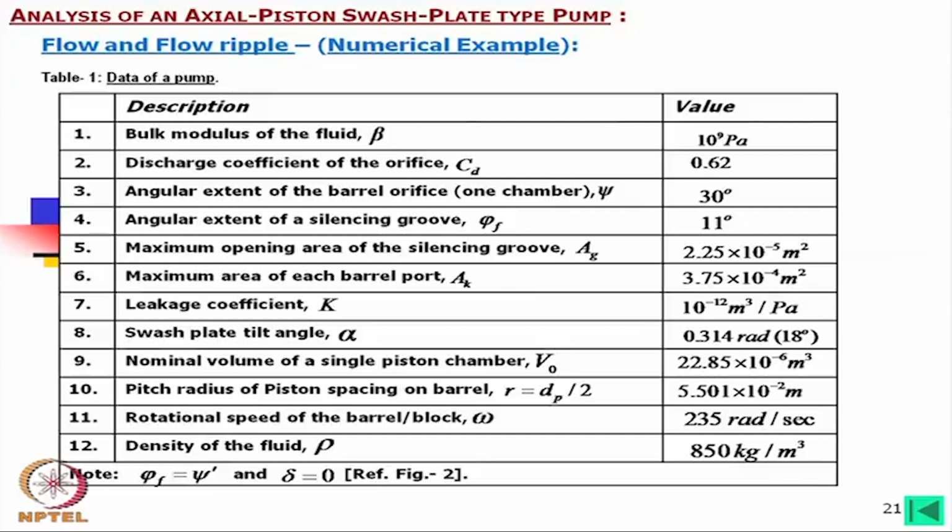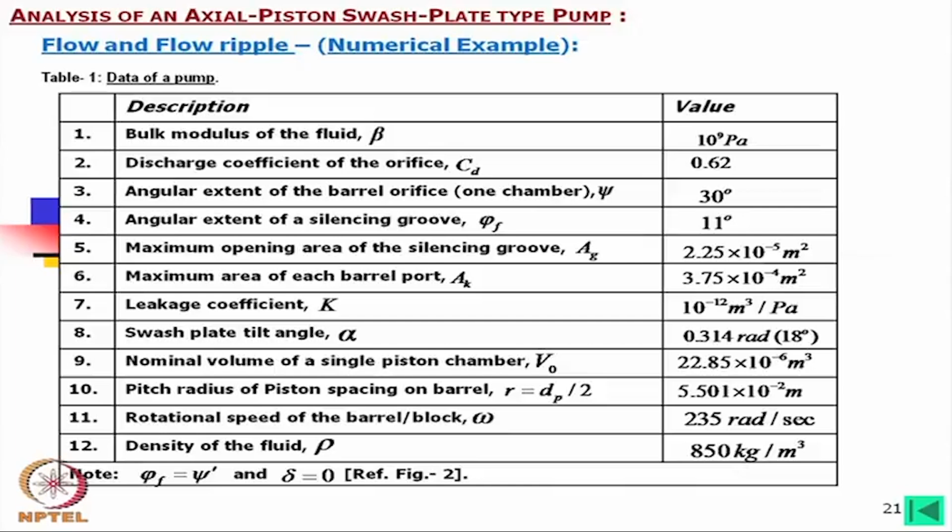Angular extent of silencing groove is 11 degree, that is the pyramid type, we have taken 11 degree. Maximum opening area of the silencing groove AG is 2.25 into 10 to the power minus 5 meters squared. Now, here what is the maximum opening of this groove, that I will show later, that what area actually we are considering from the orifice.